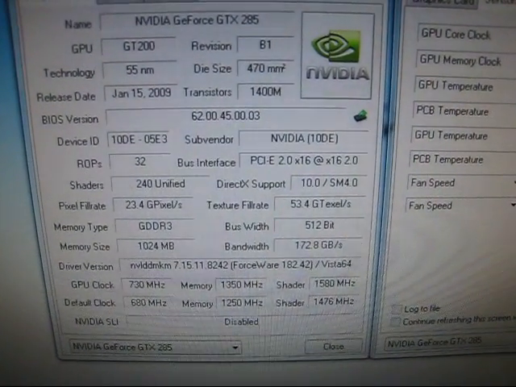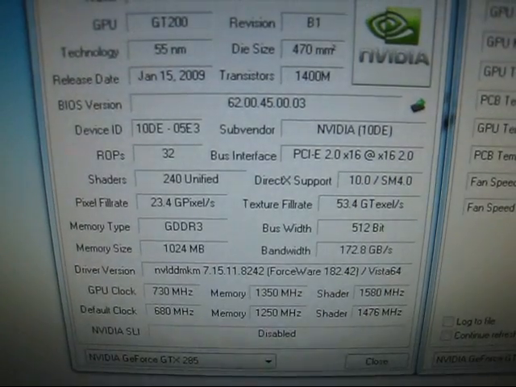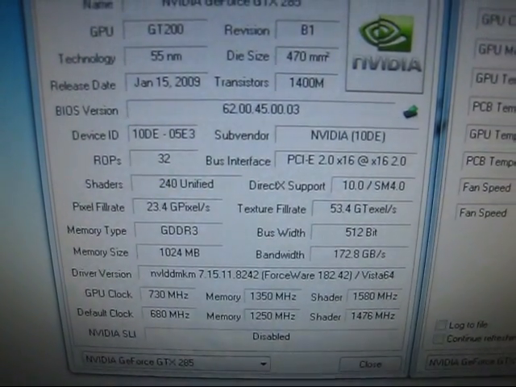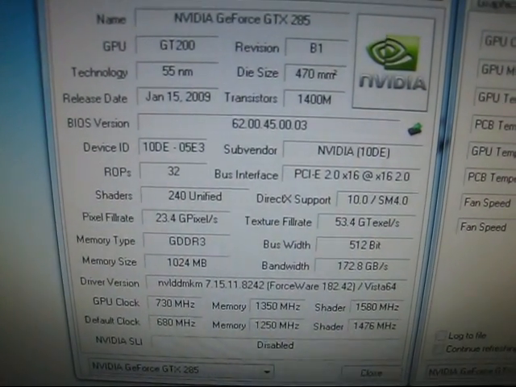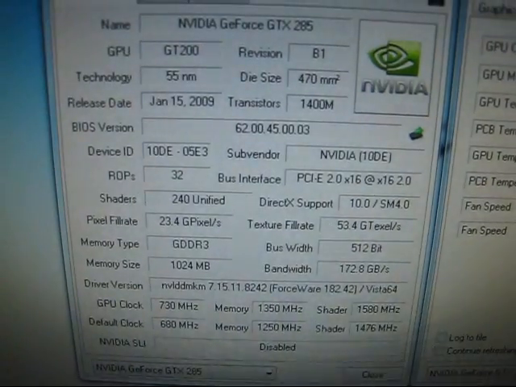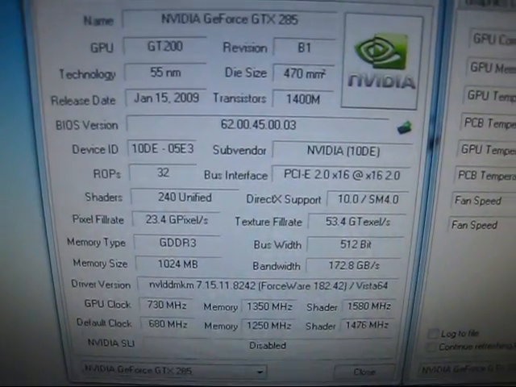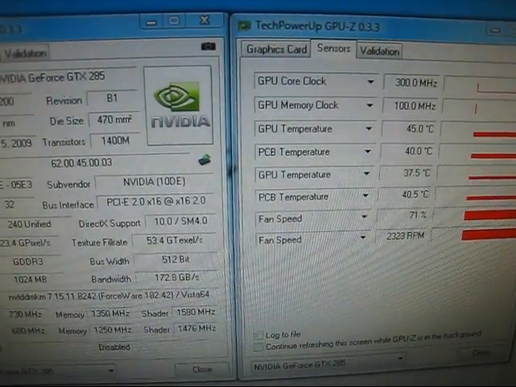Okay, let's take a look at how much we have overclocked here. As you can see, the top part is where I overclocked the GPU clock to 730 MHz. The default factory overclock is 680, so I've overclocked it to 730. And I also set the fan to 71%, which is fairly noisy.